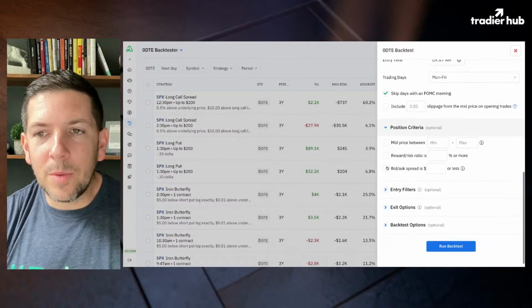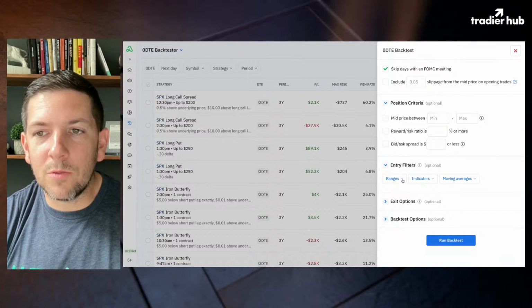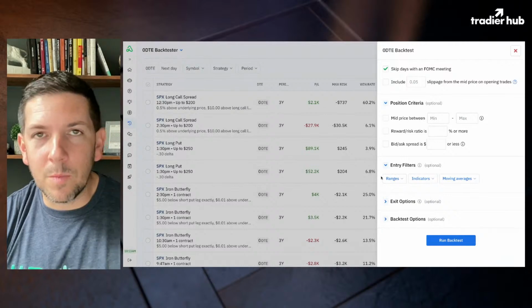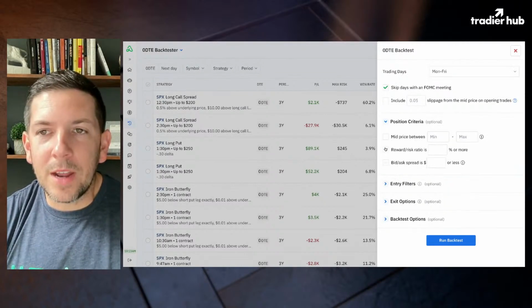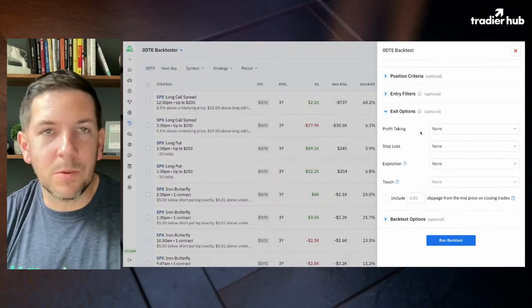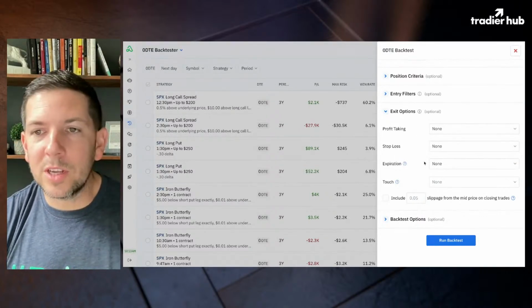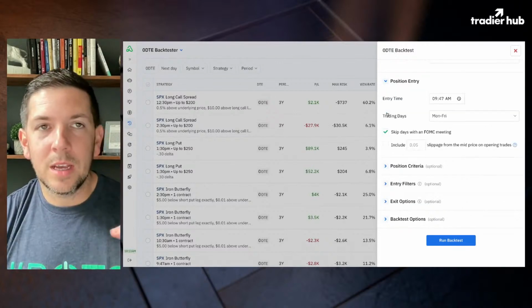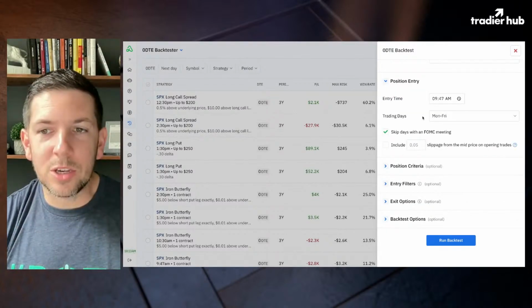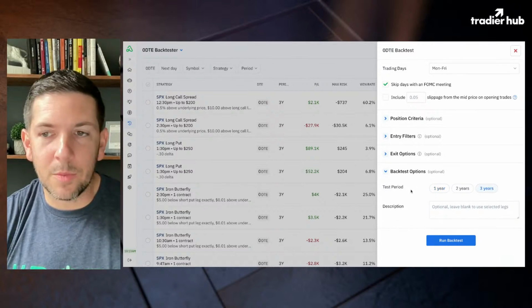Now, we're not going to include any position criteria or entry filters here. Notice you can include ranges or indicators or moving averages. You can throw a bunch of these in here for testing purposes, which we might do in a little bit. But for now, let's just keep it really simple. And for exit options, we're going to keep this very simple as well. We're going to let it run to expiration. No profit taking, no stop loss, no touching, no nothing. Just enter the position, let it go to expiration, see what it does. And we'll run it for 3 years. We'll see how it performs, okay?